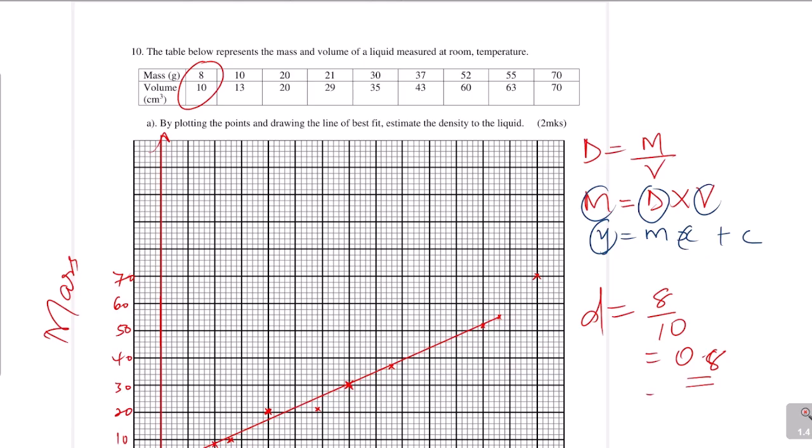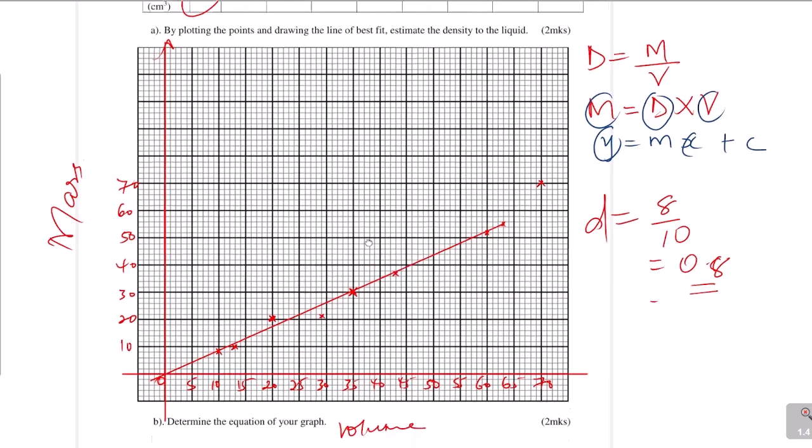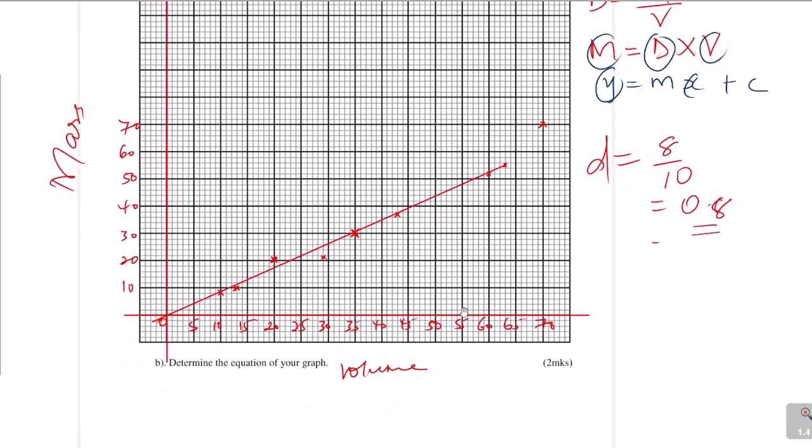You can pick any other point. Use a point that lies on that line of best fit. You can pick another one like this one or this one. Even if there will be some variance, it will not be a very big value. All right, so now the other question, part B: determine the equation of your graph.